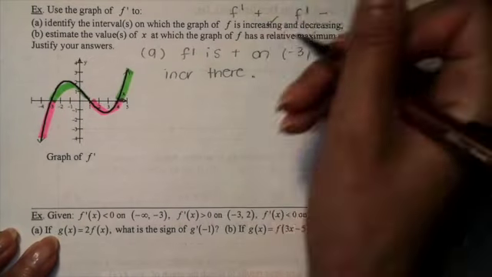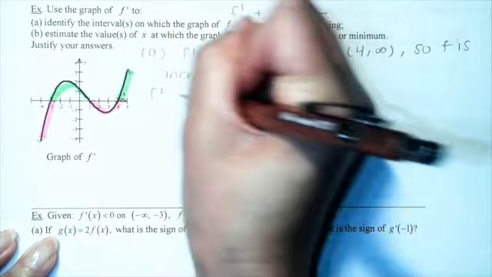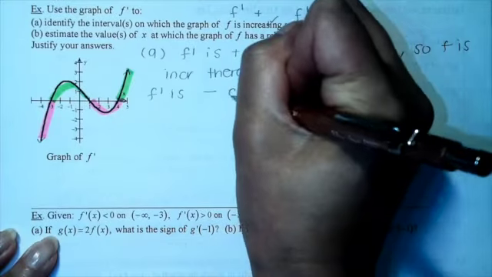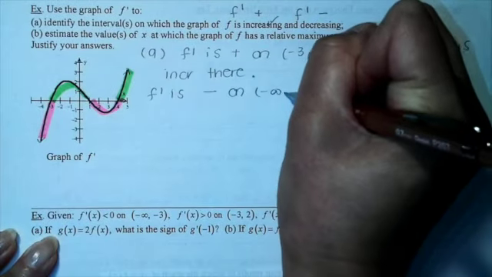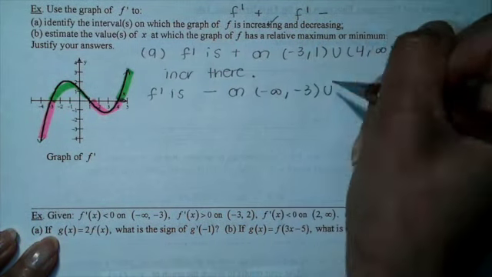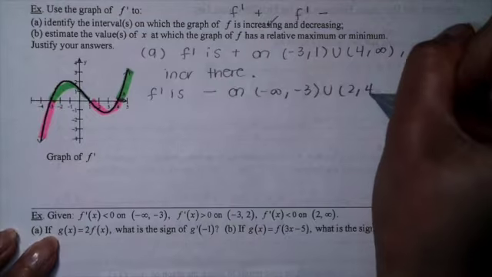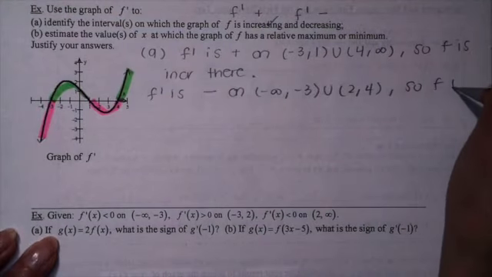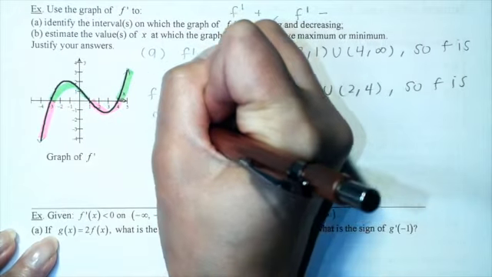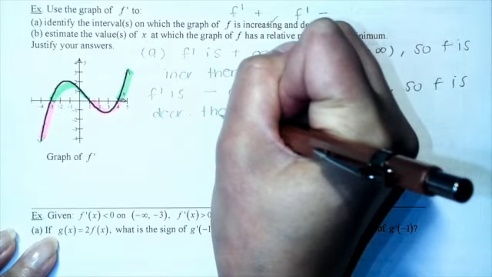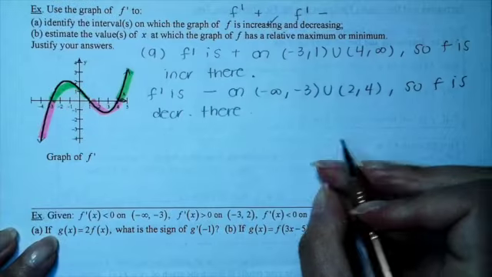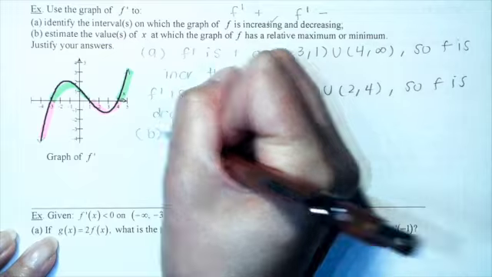So what you can say is that f prime is negative on the interval negative infinity, comma negative 3, union 2, comma 4. So f is what? Decreasing there. So you have part A. Cool. Now let's read B.